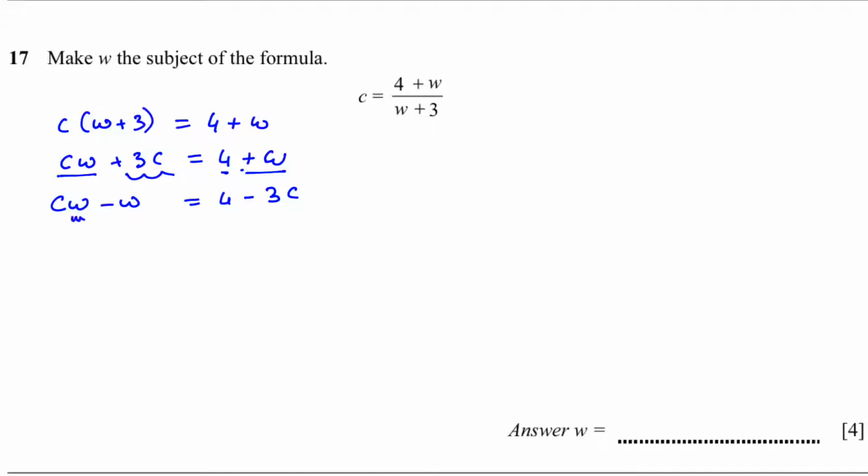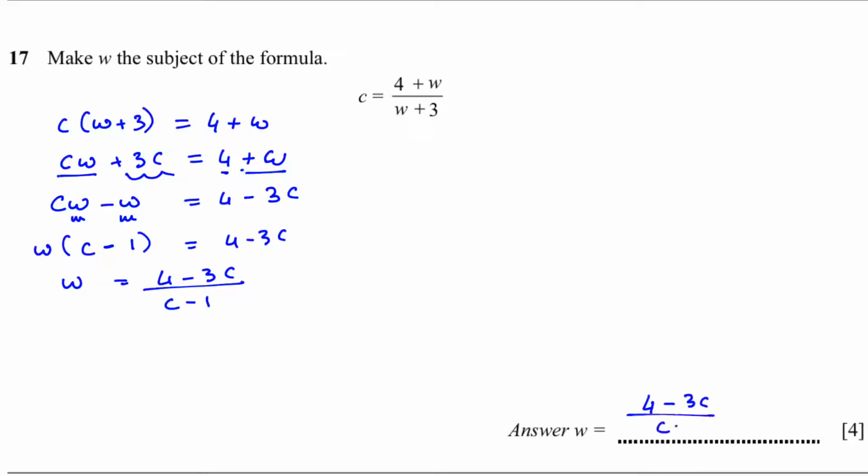After that, you have to factorize the W out. So what are you left with? C minus 1. This is an oft repeated question. Do a few examples similar to this so you get a hang of it. This is a multiply. When I bring it, it will become the denominator. So we got our answer as W is equal to 4 minus 3C over C minus 1.